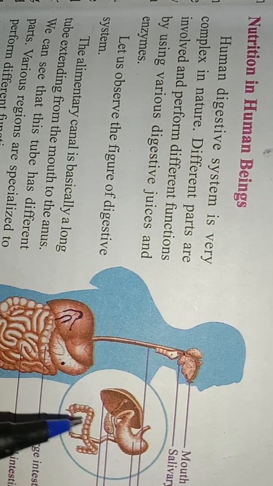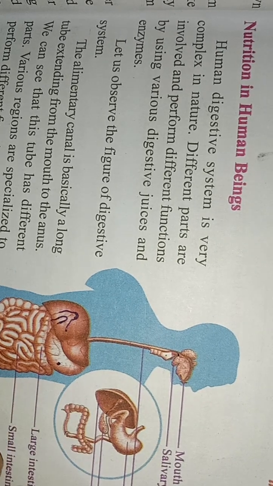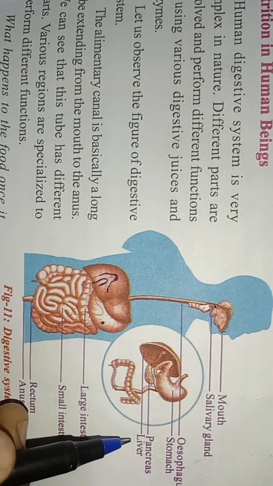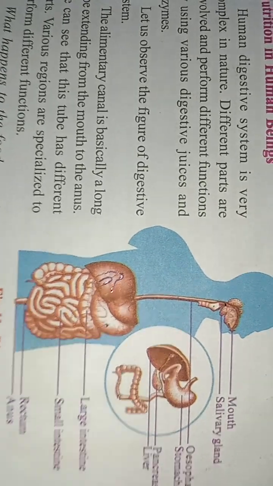The duodenum receives pancreatic juice from the pancreas and bile juice from the liver.